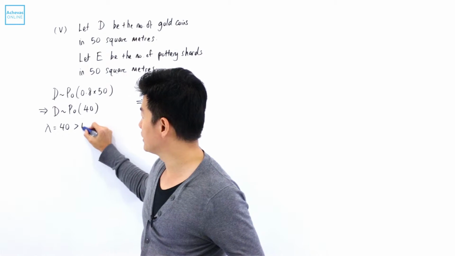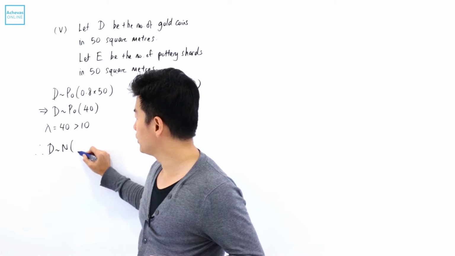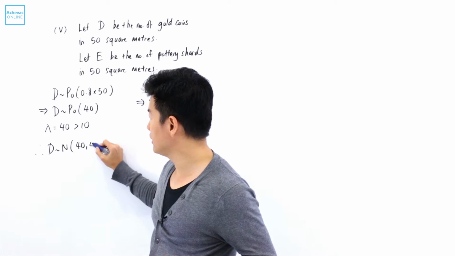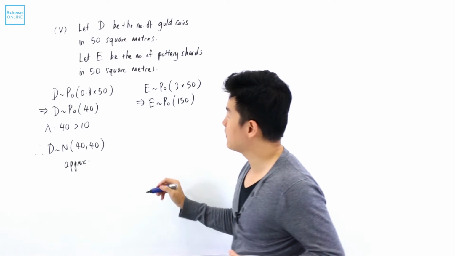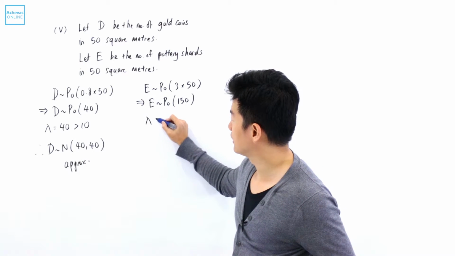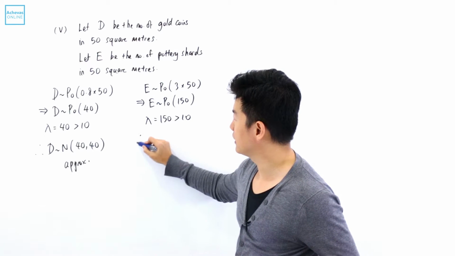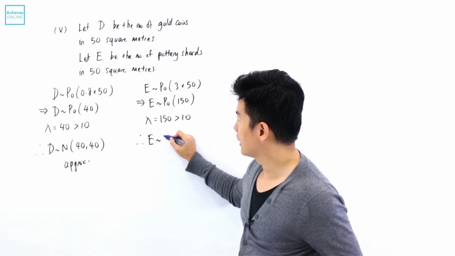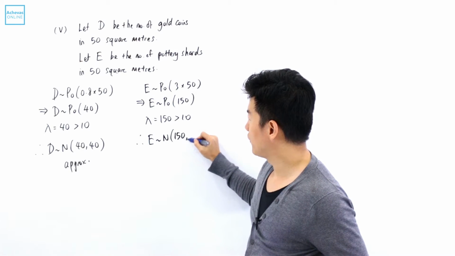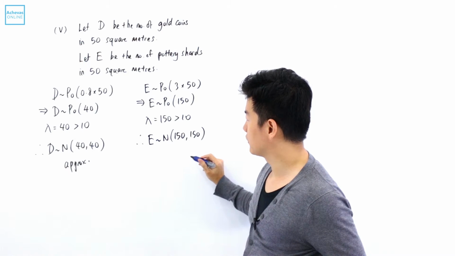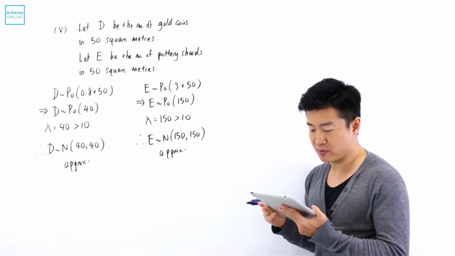Lambda, which is 40, is bigger than 10. That is why D can follow a normal distribution of 40, 40, and this is an approximation. The same for E. For this, the mean is 150, which is bigger than 10. That is why E over here can also be approximated to a normal distribution of 150 and 150. And this is also an approximation, so I'm going to write this as approximately.